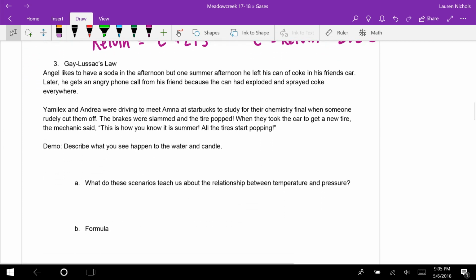This law is called Gay-Lussac's law. And again, that was the last name of a scientist this law was named after. He did a lot of research in this area. So let's read our scenarios.